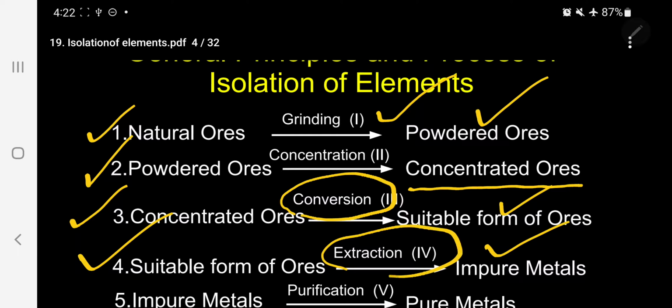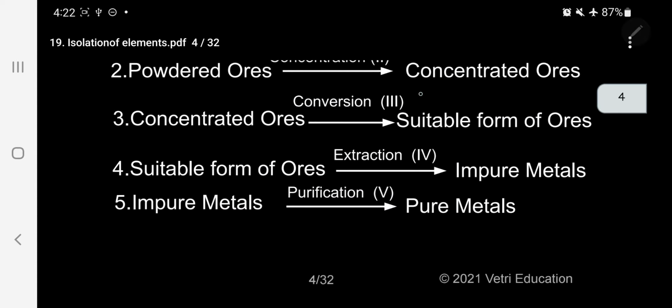There are different methods available. You must learn that. Then from impure metals, we have to purify into pure metals. Kindly follow. So pure metal you have to obtain from impure metal. Again, there are different techniques that you have to follow. These are the 5 important steps. Kindly memorize. This is the most important, and for each one, there are different methods you have to memorize.